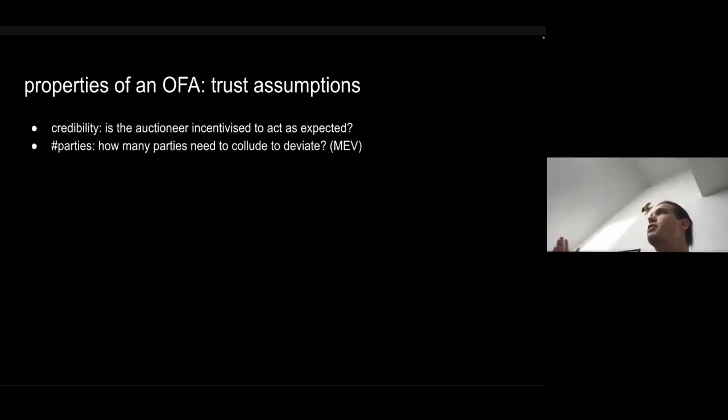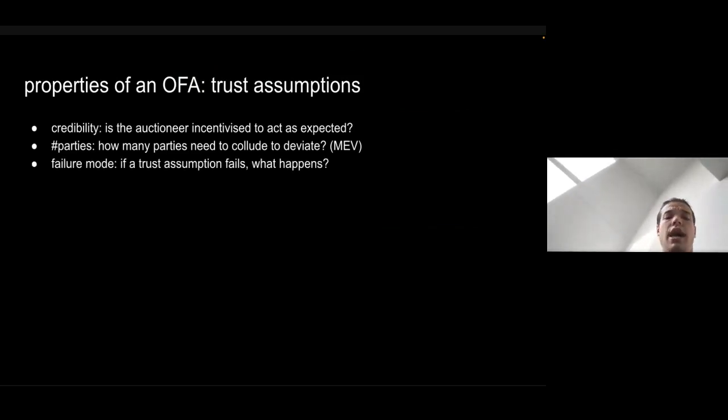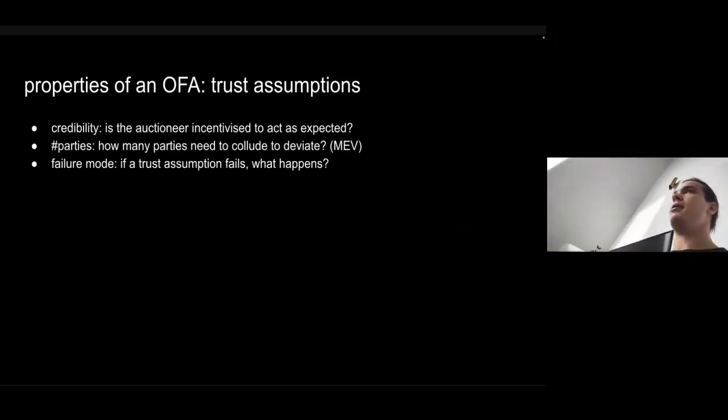Then another question, obviously, is decentralization, the number of parties involved, where's the MEV? What can people do to screw up the auction? And then the failure modes, right? If trust assumption A fails, what happens? Do I lose all of my money? Do I get a slightly worse price? Can I tell whether it did happen, or is it very hard to detect?